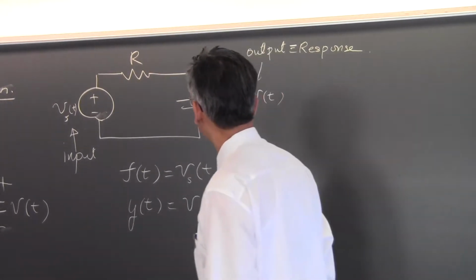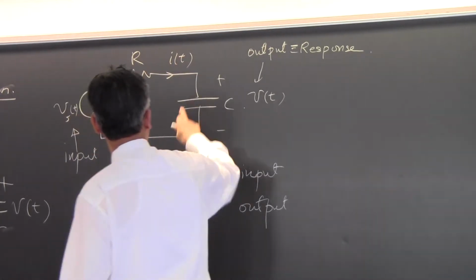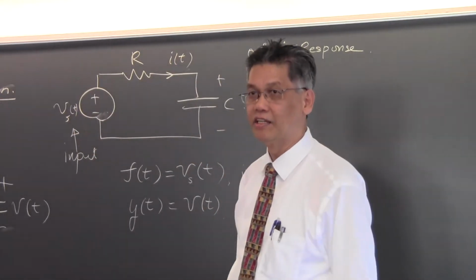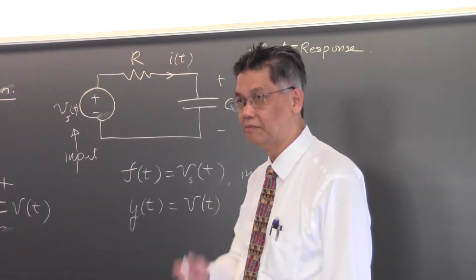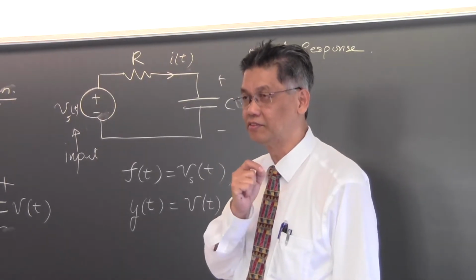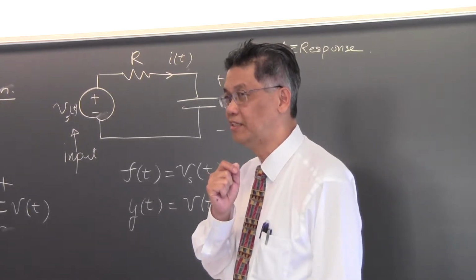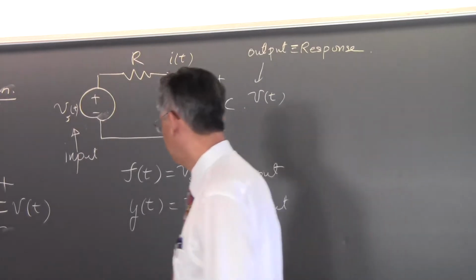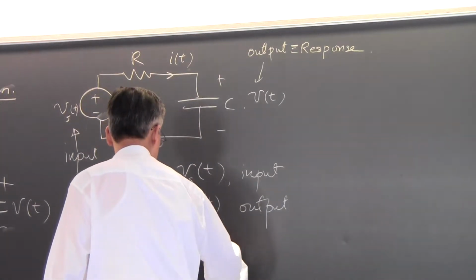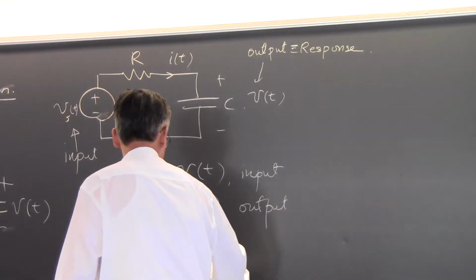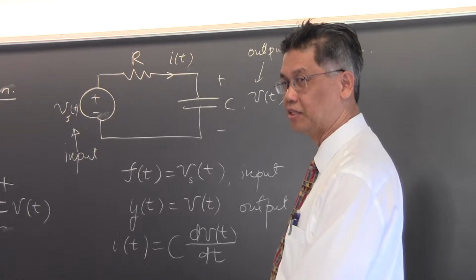Okay? And if I were to write a current I of t over here, what is the relationship between I and V? The relationship between I and V is, remember your capacitor VI relations. C dV/dt is equal to I, right? I of t is C dV(t)/dt. So that current must be related to that voltage by that IV relationship.